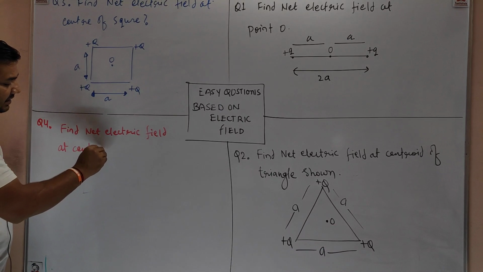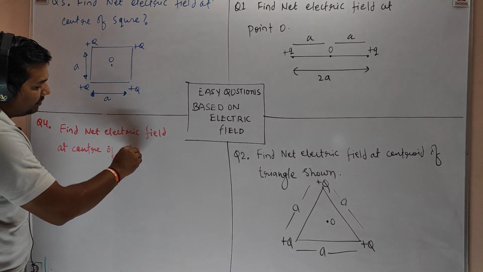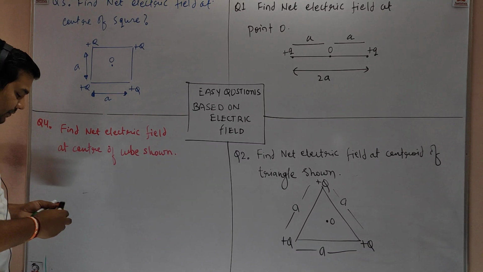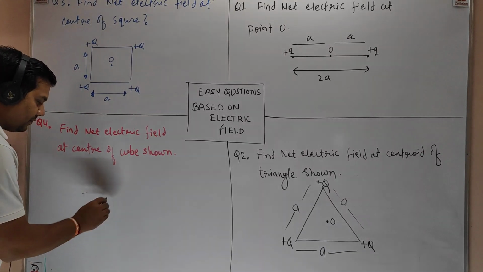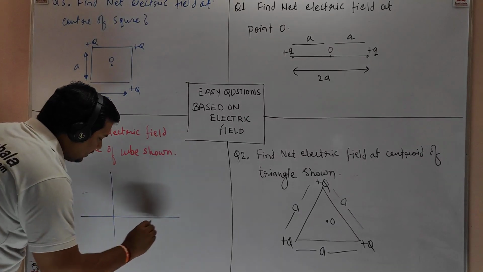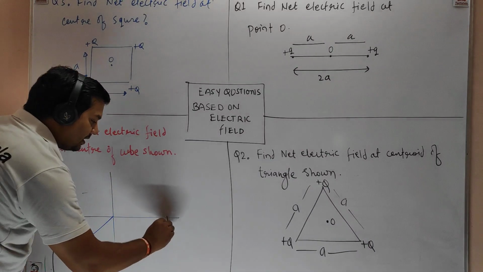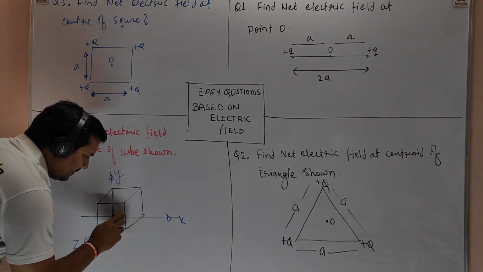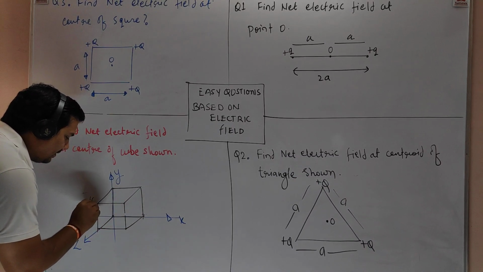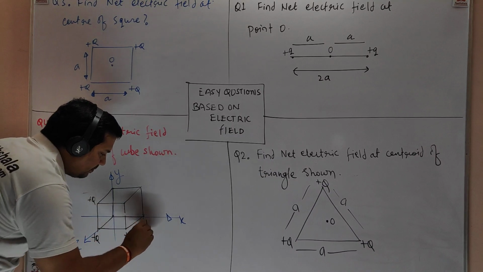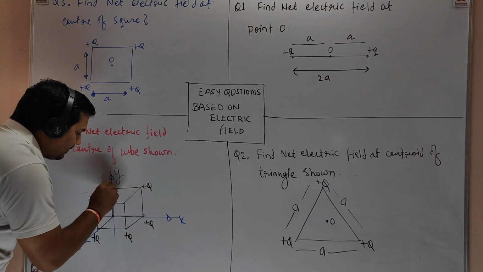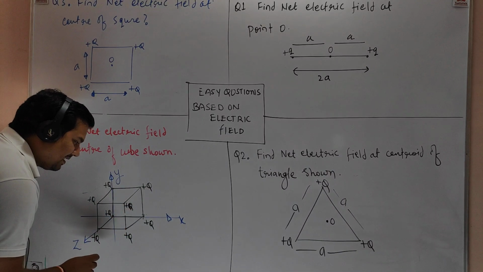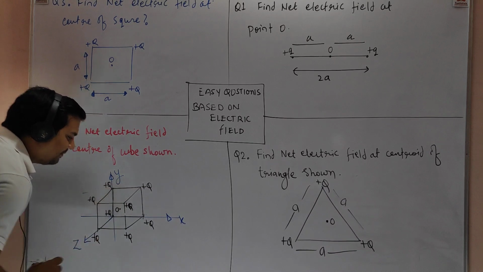Find net electric field at the center of the cube shown. There is a cube like this. The length of each side of this cube is a. Charges plus q, plus q, plus q, plus q, plus q are at the corners. Correct. And O, this is the center.